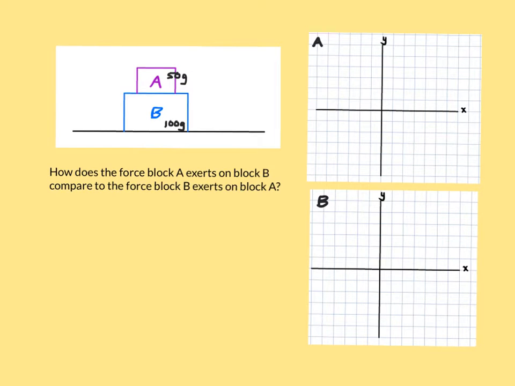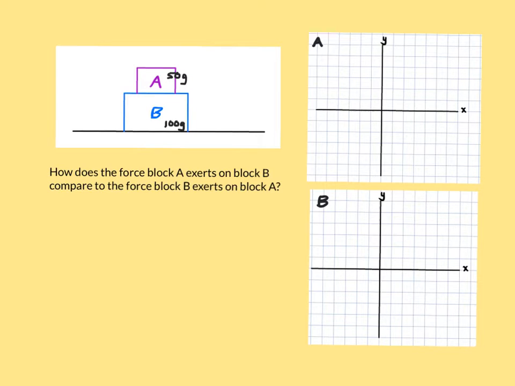In this video, we're going to draw some force diagrams for situations where we have more than one object. In this first example, block A is sitting on top of block B, which is sitting on the floor. Block A weighs 50 grams and block B weighs 100 grams. The first question is, how does the force block A exerts on block B compare to the force that block B exerts on block A?